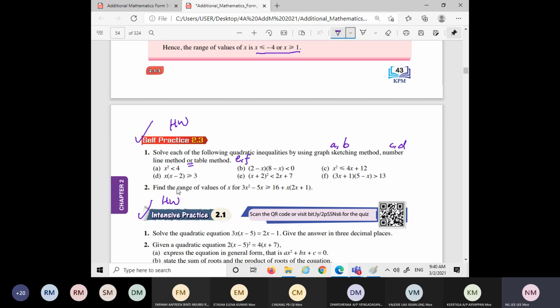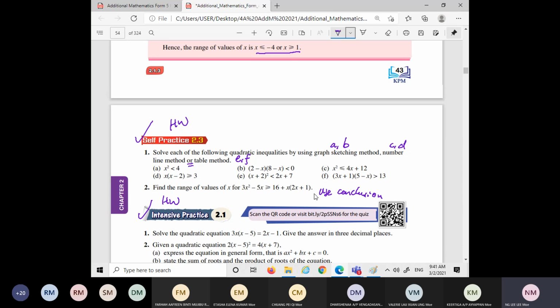And then question number 2, you can straight away use the conclusions. Means you don't have to show any of these 3 methods. You can straight away use the conclusions. Means you do already, straight away can write the answer.